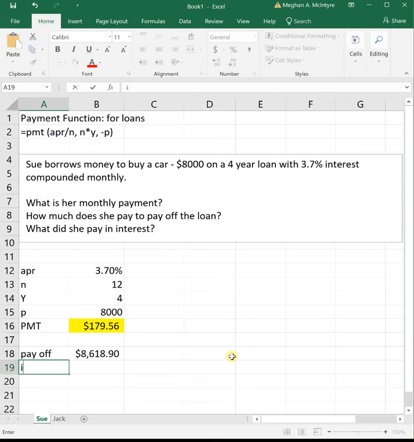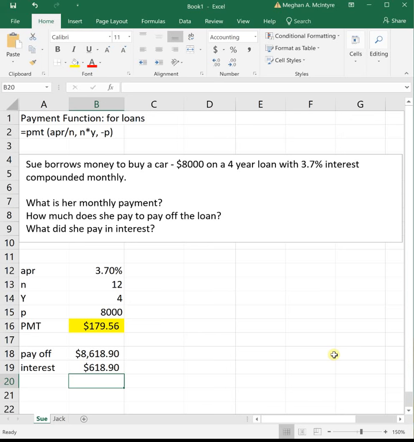So we want to know, how much did she pay in interest? Well, interest will just be the difference between how much she has to pay off and the principal of the loan. So she paid $8,618.90 to get rid of it. She borrowed an initial principal of $8,000. So this loan cost her $618.90 in interest. So that's a good chunk of change.